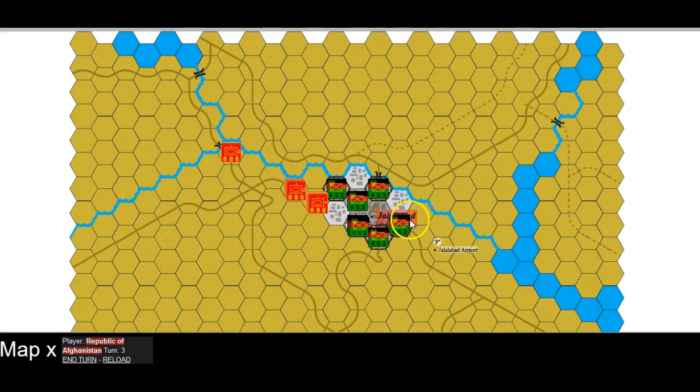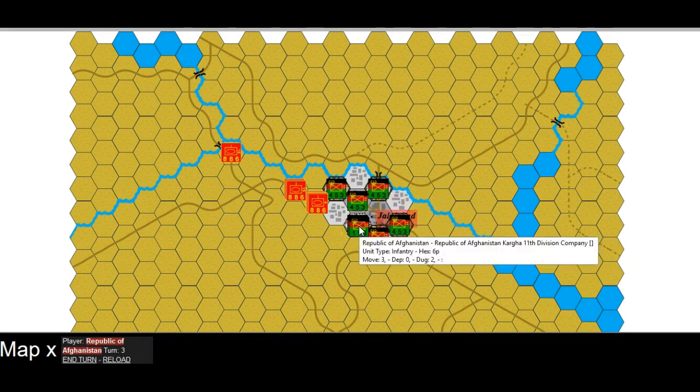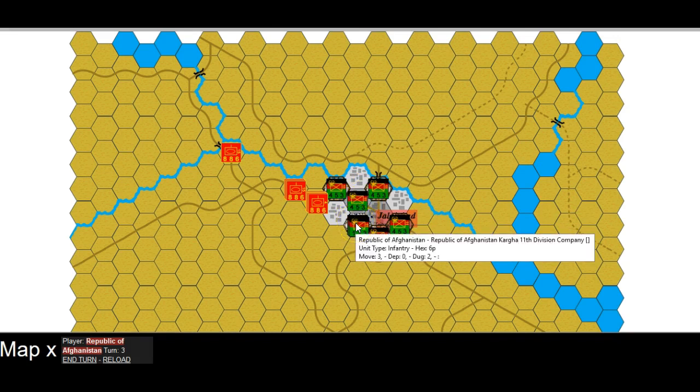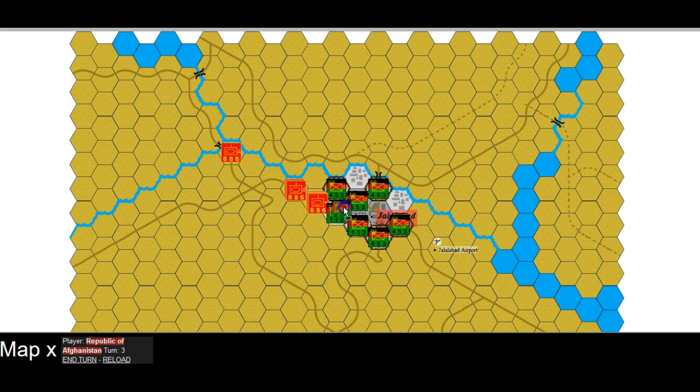Okay, so the pressure's truly on now. Looks like they're not going to try anything across this side of the river. So he's been pushed back. Let's push him into there. Okay, see how that works.